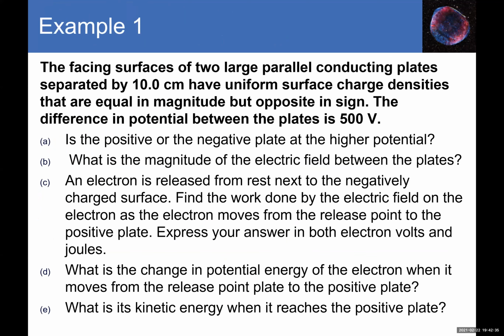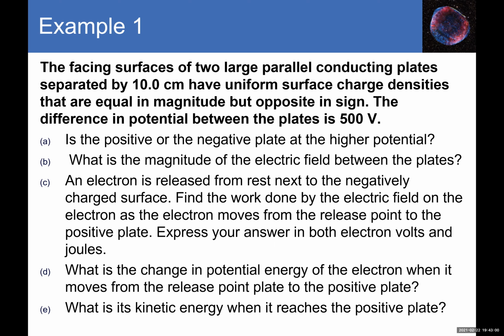The facing surfaces of two large parallel conducting plates separated by 10 centimeters have uniform surface charge densities that are equal in magnitude but opposite in sign. The difference in potential between the plates is 500 volts. Is the positive or the negative plate at the higher potential? What is the magnitude of the electric field between the plates?